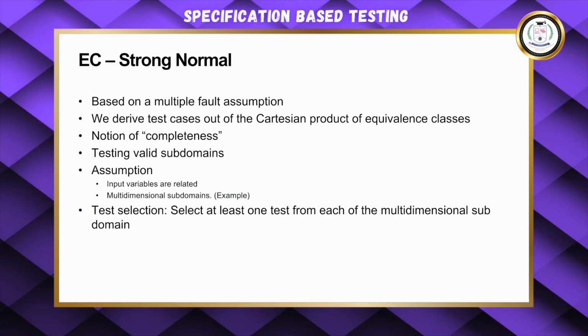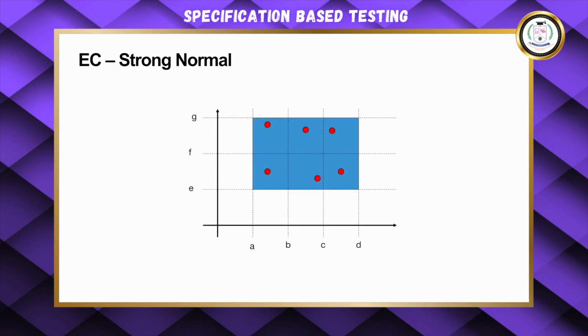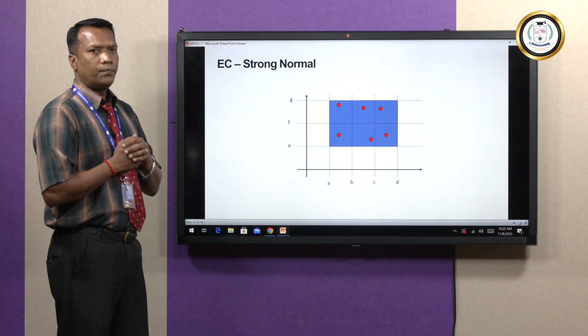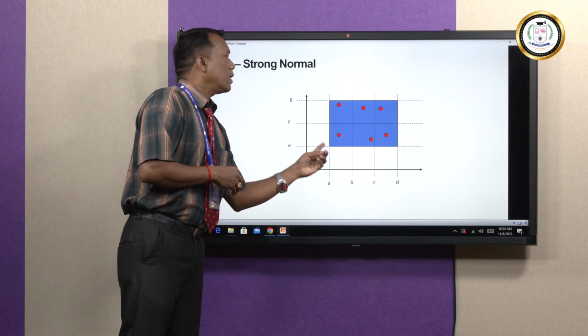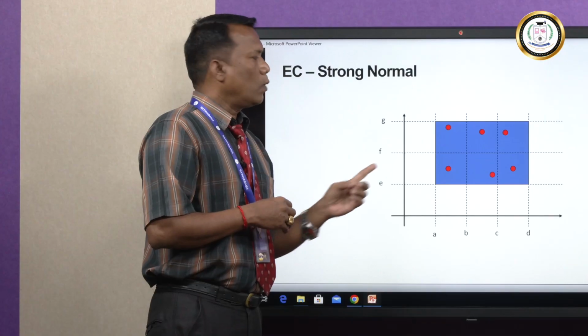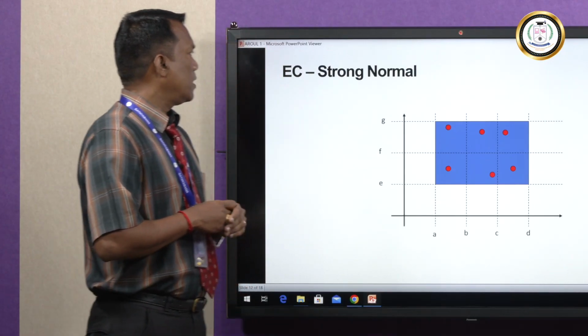The test selects at least one test from each of the multi-dimensional subdomains. One value must be out of the domain, so I am going to take each and every value. Instead of using one value from each and every class, I am trying to take one value and check it out, and it is going to be a strong normal.